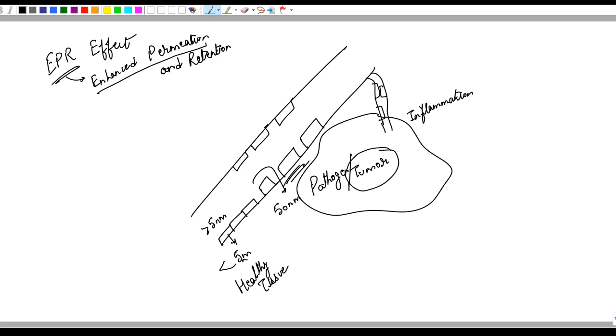So that's enhanced permeation. Now, what do we mean by enhanced retention? It's the same logic here. Most of our tissues have a parallel circulatory system which is called lymphatics.